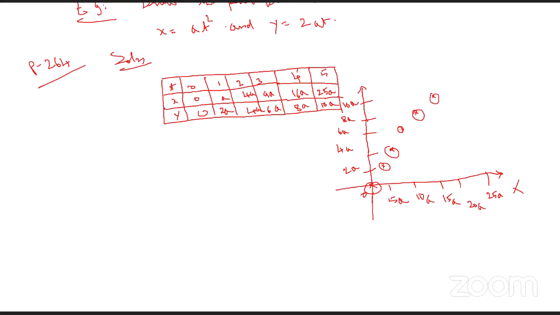So this curve, join the points. This curve goes close to like that. Note that the axis representing the t variable is not taken. So this is the curve, a parabola.